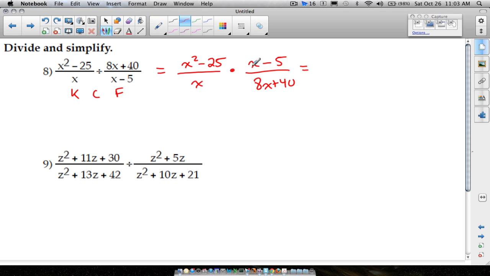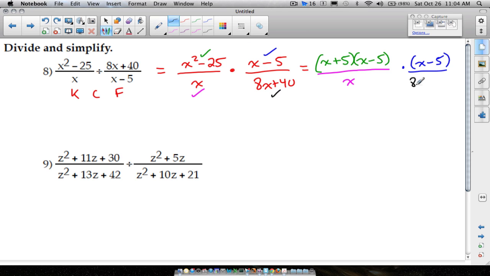Now some of you may have thought, well, can you go ahead and factor as you're doing this? Sure. Just didn't want to do too much at one time, but that would work just fine. So factoring this, x squared minus 25, that's a difference of squares. X plus 5, x minus 5. And that was this one here. The x, we can only just leave the x alone. The x minus 5, can't do anything with that. However, that denominator here, we can pull an 8 out of that. So factoring an 8 out, you're left with x plus 5.